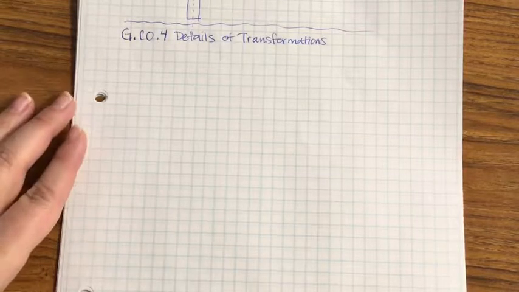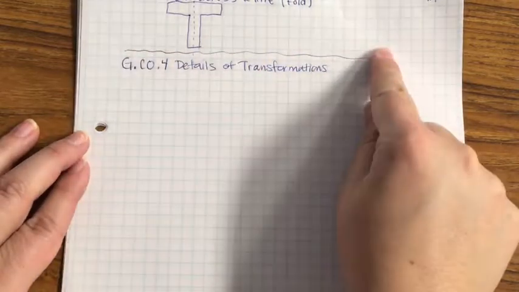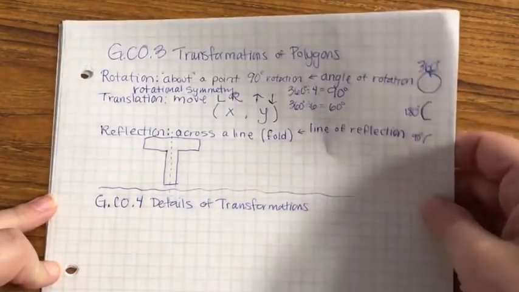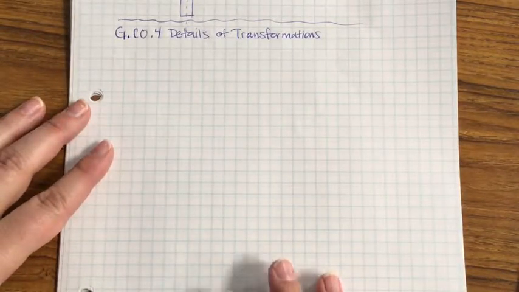Okay, this is the lesson for GCO4, details of transformations. So if you want to just put a line on your paper from the last lesson, if you have not watched the last lesson, then that's all we wrote on it. But you'll want to do that. So GCO4, details of transformation.